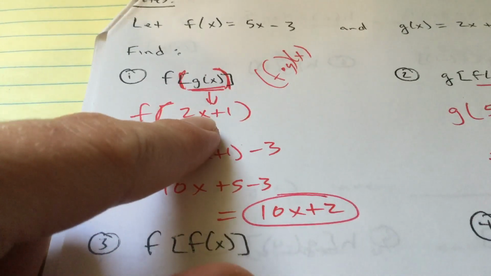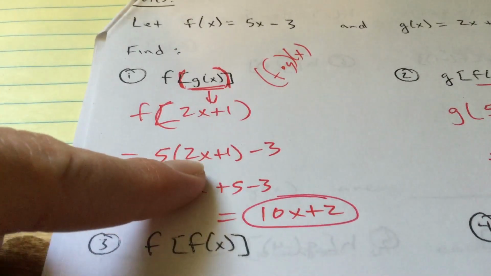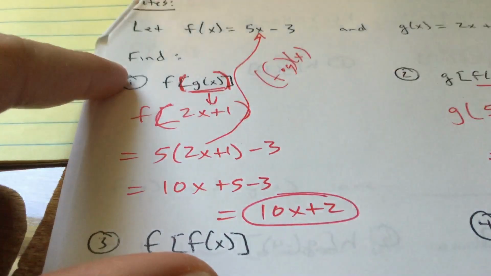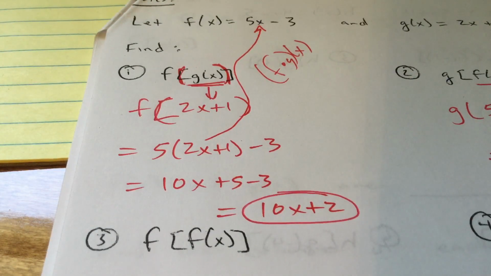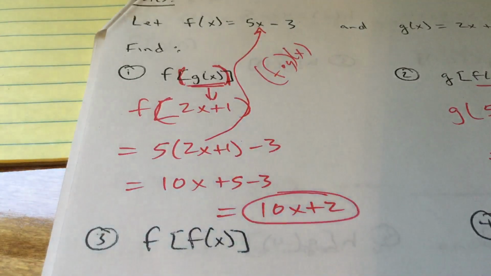So instead of plugging just a number in for x right there, I'm going to plug in that whole expression. So in this equation right there for x, I'm plugging in 2x plus 1. So I'm going to do 5 times that, and I'm going to finish what f of x says, which is a minus 3. That's how I get 10x plus 2.